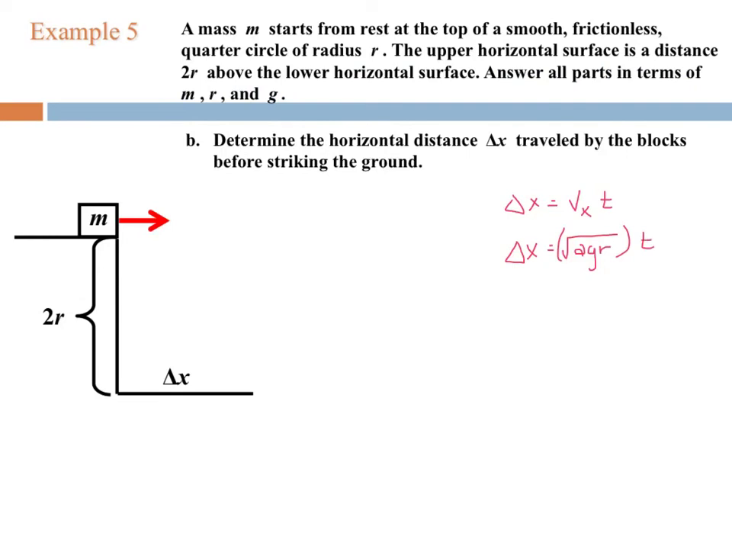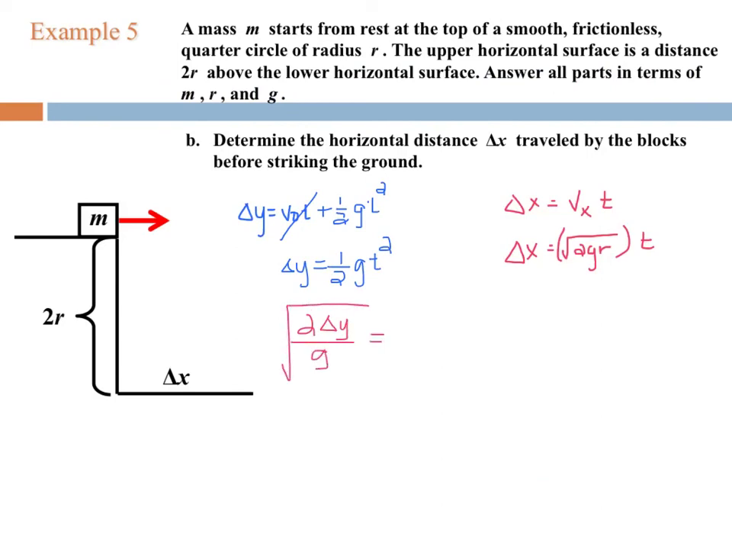So remember that I can go back to the y direction, which is delta y is equal to v naught t plus 1/2 gt squared, to solve for time. Now, my velocity in the y direction is equal to 0, so it just reduces down to delta y is equal to 1/2 gt squared. And again, I want to solve for time, so this rearranges to the square root of 2 delta y over g is equal to t.